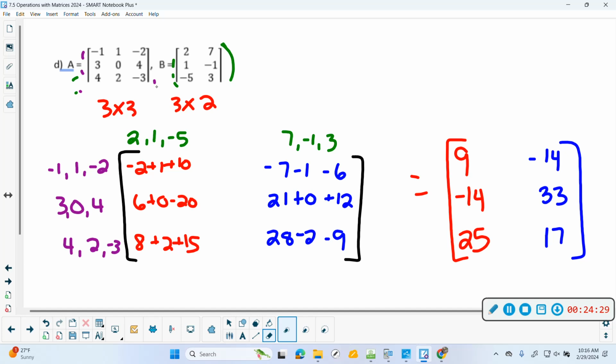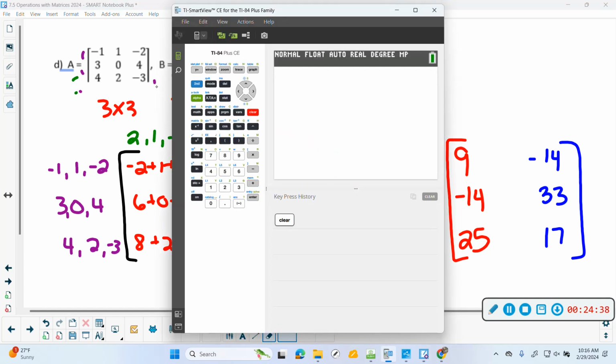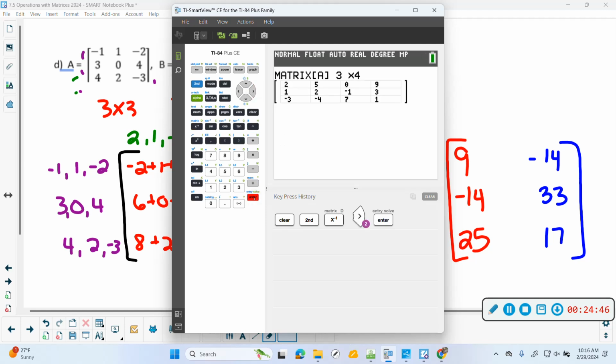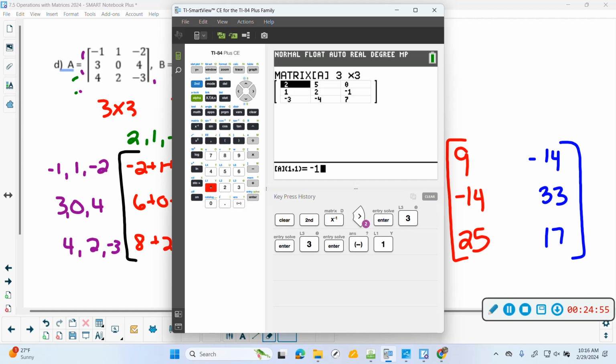Okay. Same spiel as yesterday. Matrix menu, edit. I'm going to use A for this one, obviously B for the second one. Here we go. Let's start typing. So second x to the -1. I'm going to go over to edit. I'm going to use A, of course, first. Now, this is from yesterday's stuff, so I got to change the size. Our A is now 3 by 3. And just start typing in the values. -1.